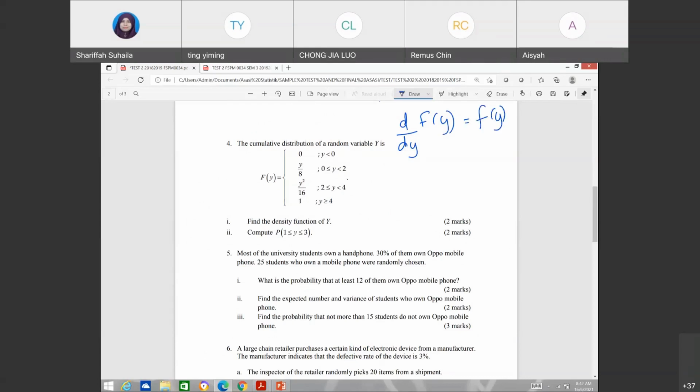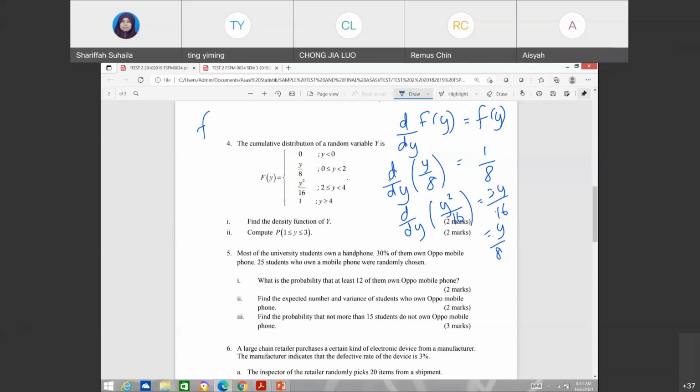So again, you differentiate apa tu? y over 8. So that's mean you get 1 over 8. Differentiate. Okay, kalau nak letak bracket pun boleh. Kita tekan y square over 16. So you get 2y over 16. So again, you have y over 8. Differentiate 1, 0. Okay, lepas tu letak balik dalam bentuk function. Maksud saya, tulis balik lah.